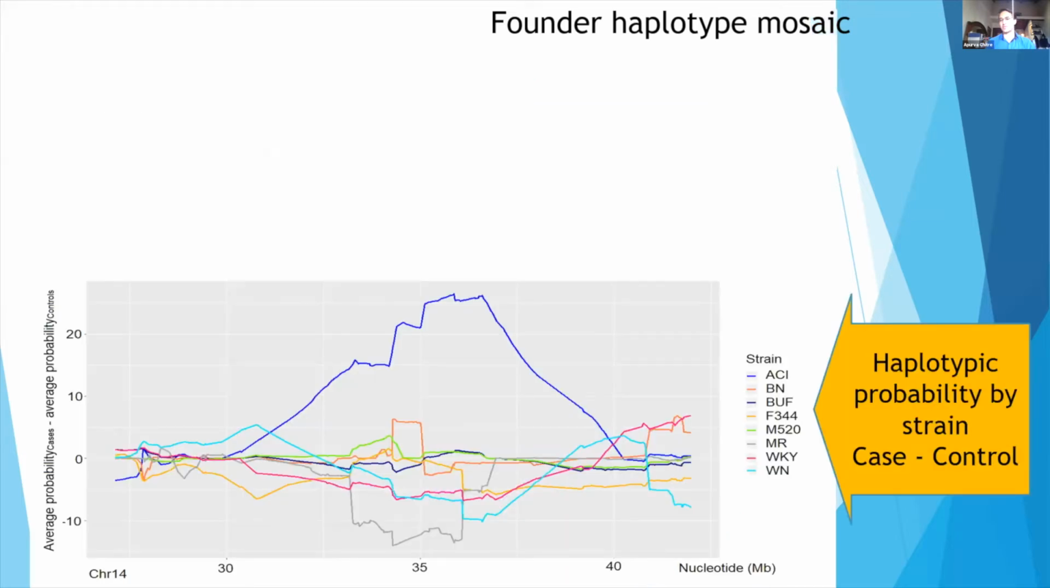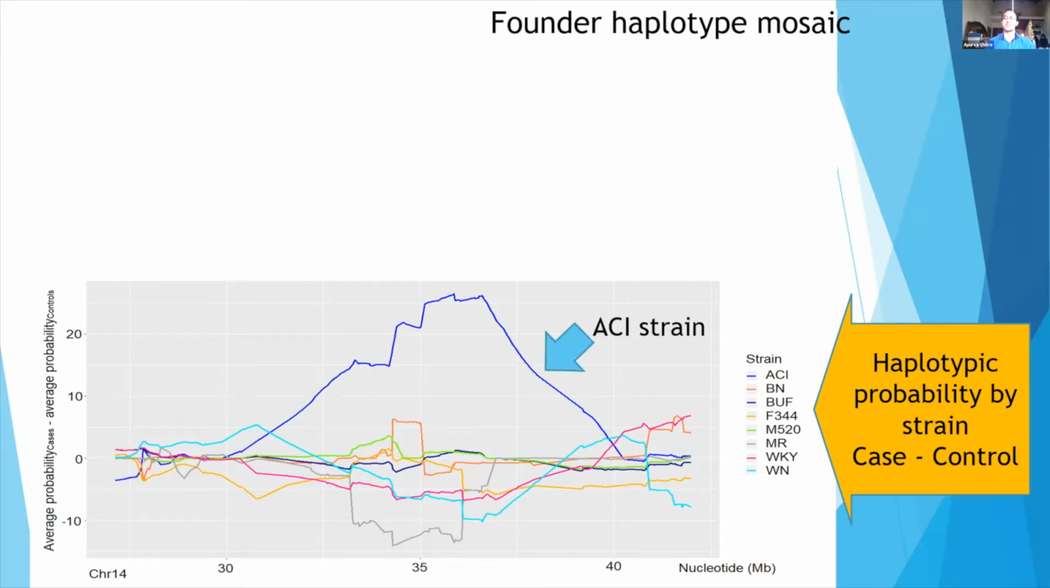So here you have a representation. This is haplotypic probability by strain. It's showing all 8 strains. I'm showing the subtraction between cases and controls. So if you have a positive value, it means that this probability is higher for cases.